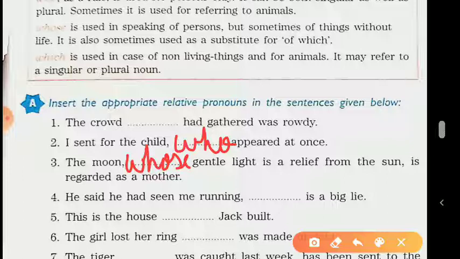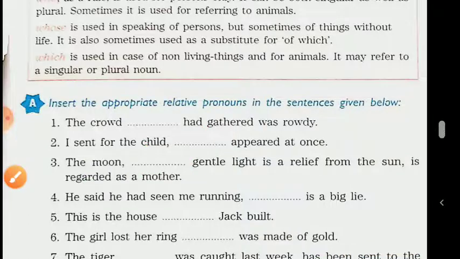Children, here it's a misprint. With moon we'll be writing capital M, and with sun also we'll be writing capital S. The moon whose gentle light is a relief from the sun is regarded as a mother. Children, please keep in mind, जहां भी possessions हो, ownership हो, वहां पे हमें whose relative pronoun use करना है.